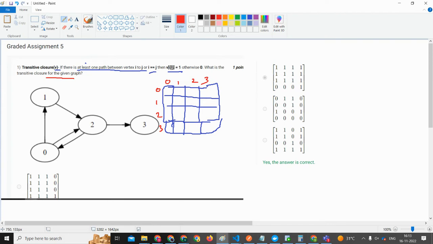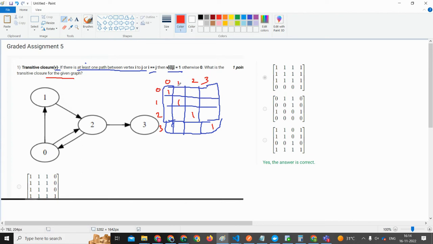So we can see that if i equals j, then it is one, correct? Yes. So that means all the diagonals should be 1. Good. And is it also symmetric about the diagonal? No, not symmetric, because it is directed. Correct.